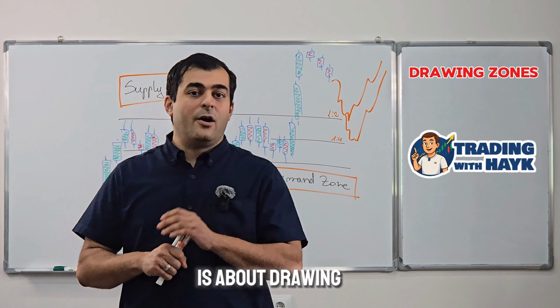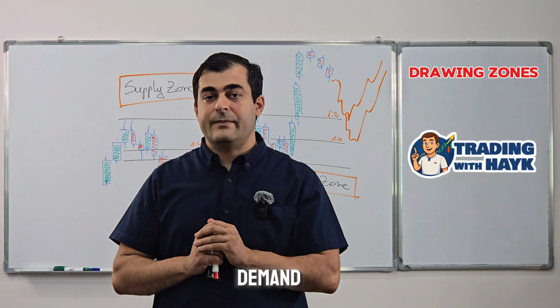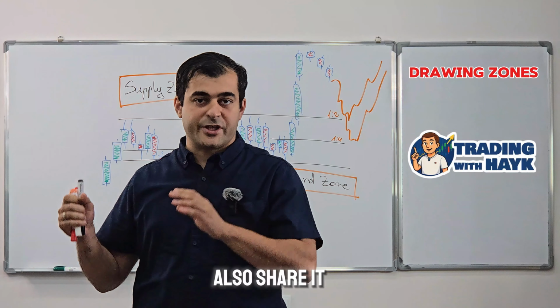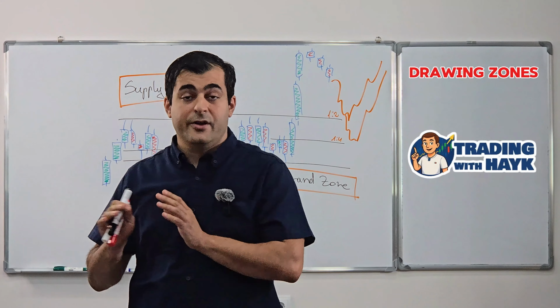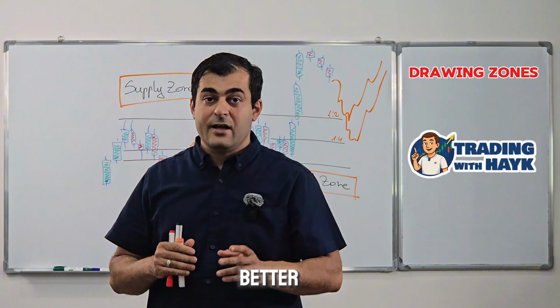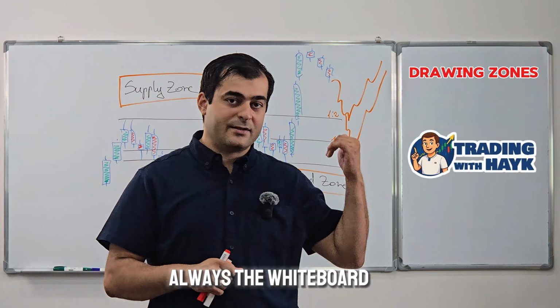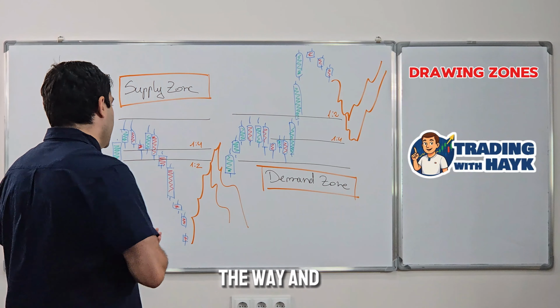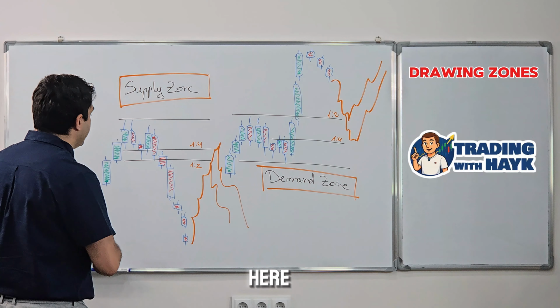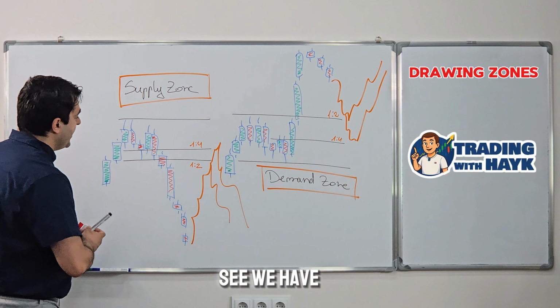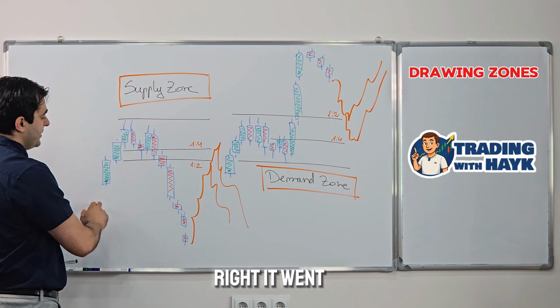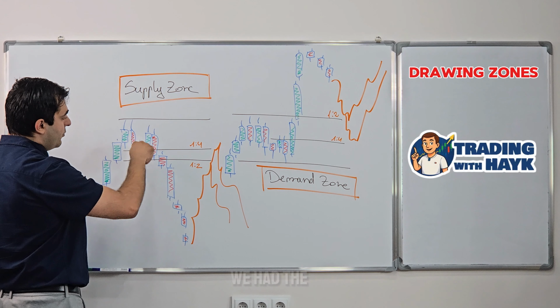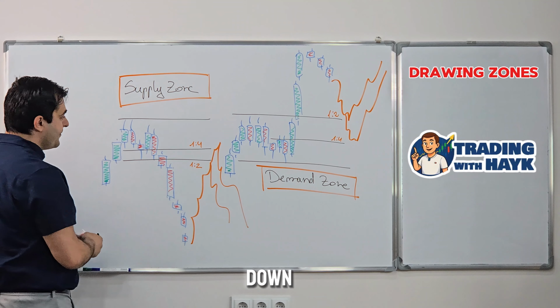So this one is about drawing the supply and demand zones. I'm also going to share it with you on the screen so you can understand it much better. But I always prefer the whiteboard because it's more interesting, the way and the approach. So here, as you can see, we have, for example, the supply zone, right? It went up, we had the fight, and boom, down.